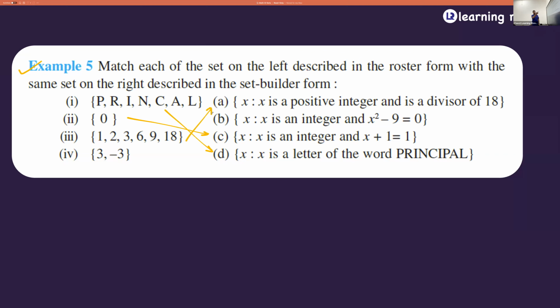3 comma minus 3, x square minus 9. 0. See, x is such that x is an integer. So you have integer and x plus 1 is equal to 1. 1 and 1 get cancelled. X is equal to 0. So is 0 an integer? Yes. So 3 comma minus 3. So x is an integer and x square minus 9 is equal to 0. So basically what you get here, x minus 3 into x plus 3 is equal to 0. So x will be minus 3 or 3.